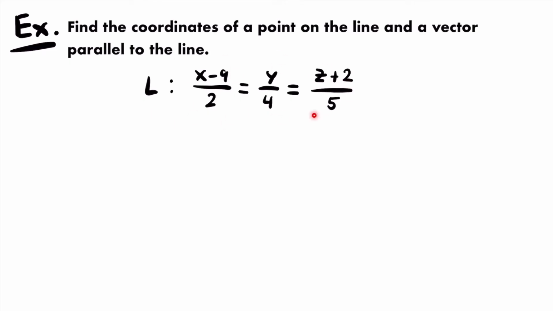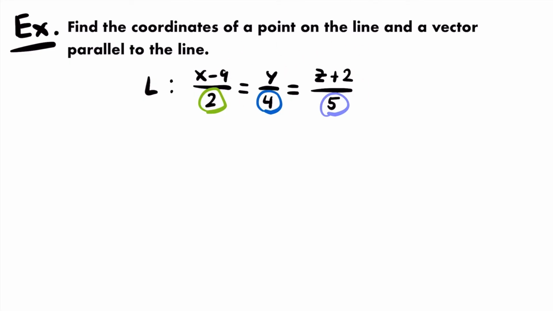And personally, I find these equations easier to work with. I think that this type of problem is much easier with a symmetric equation because your direction numbers are just going to be the numbers in the denominator of each part of that equation. 2 is going to be the direction number of A, 4 is the direction number B, and 5 is the direction number C. Okay? And then in the same way, whatever number is being subtracted from x, y, and z, that will be the x, y, and z coordinates of a point on this line.